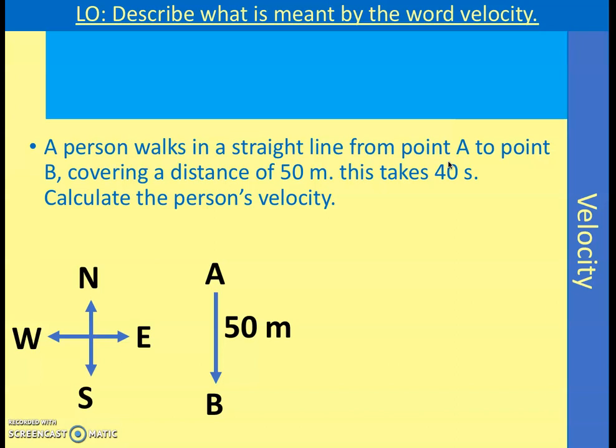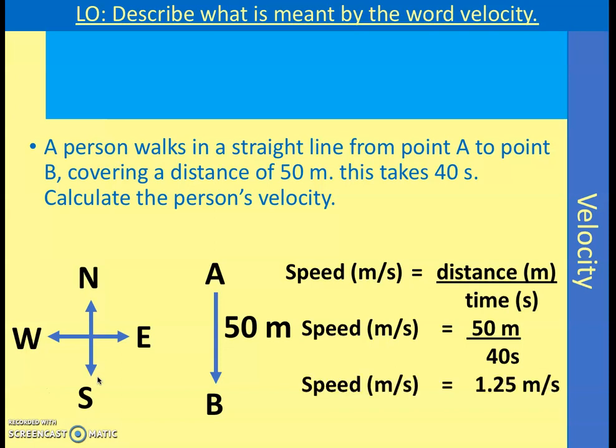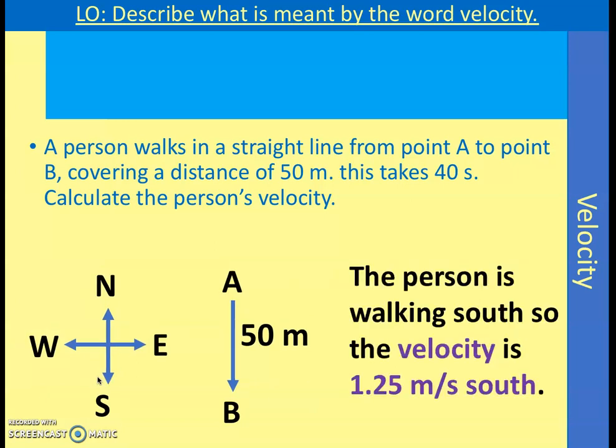If I've been asked to calculate the velocity, however, I need to add in the direction. If I look at my little compass over here, I know he's going south. So speed is equal to distance divided by time, 50 divided by 40, which gives me a speed of 1.25 meters per second. But to make a velocity, I must add in that he is going south. If I leave out that word south, then I have lost my marks. I haven't calculated what I've been asked for.